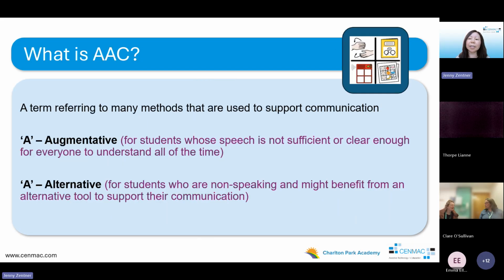The term AAC refers to augmentative and alternative communication. Augmentative refers to supporting, augmenting speech, where the child or young person has limited speech or lacks speech clarity to be understood by others. Alternative refers to an alternative means of communication, where the child or young person is non-speaking and may need an alternative tool to communicate.